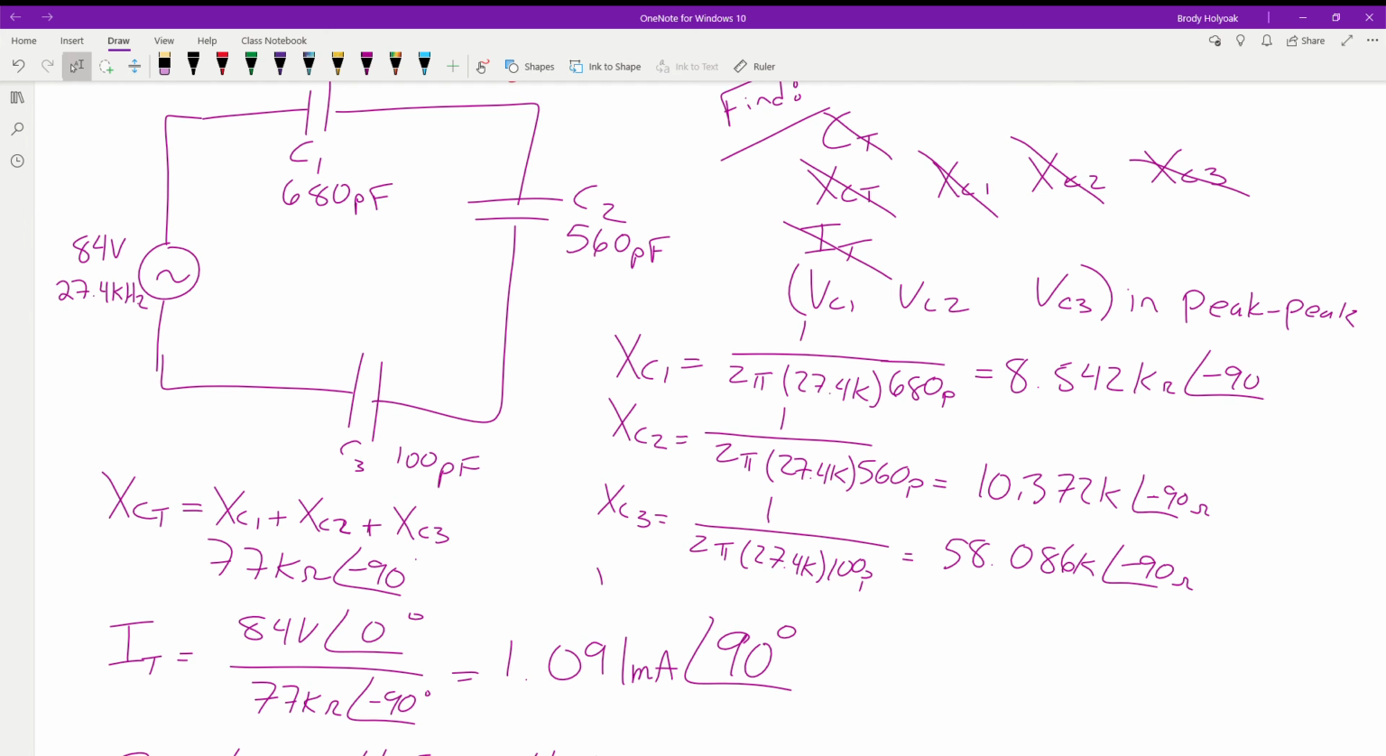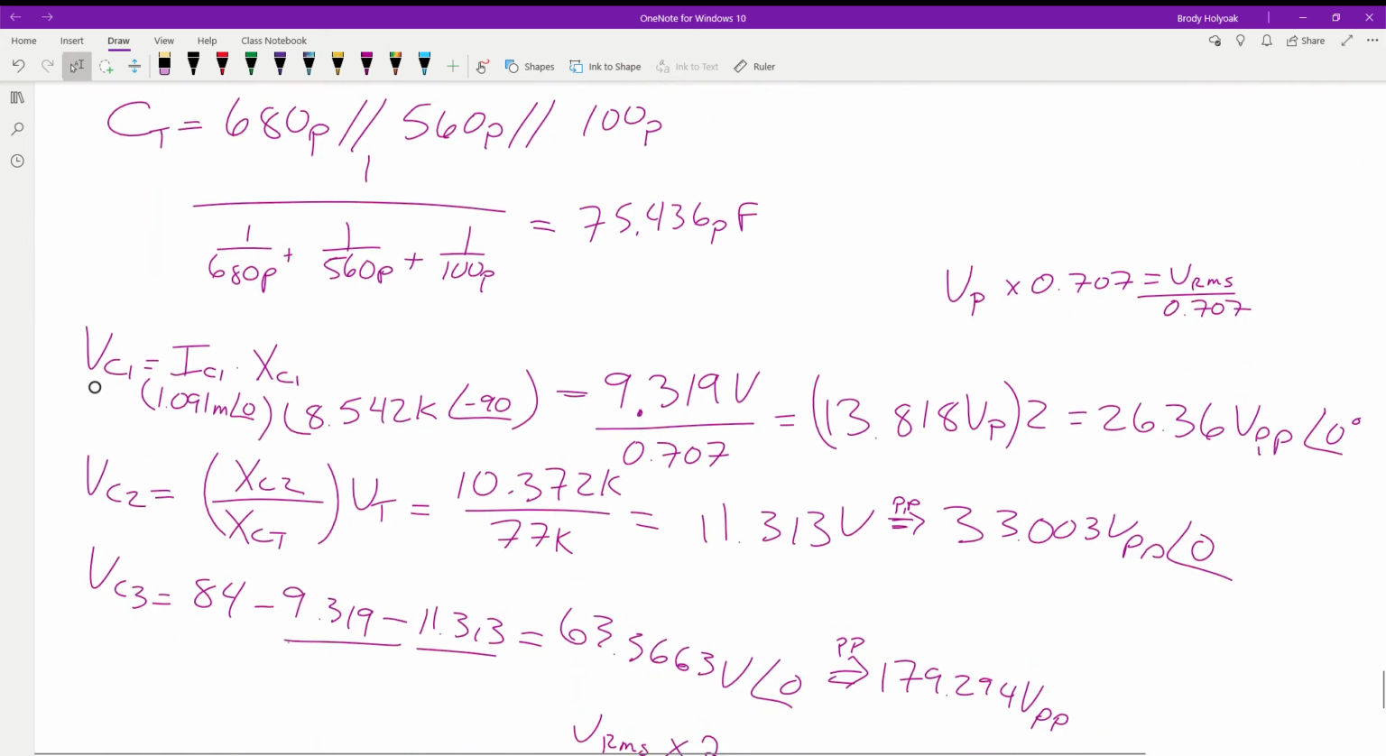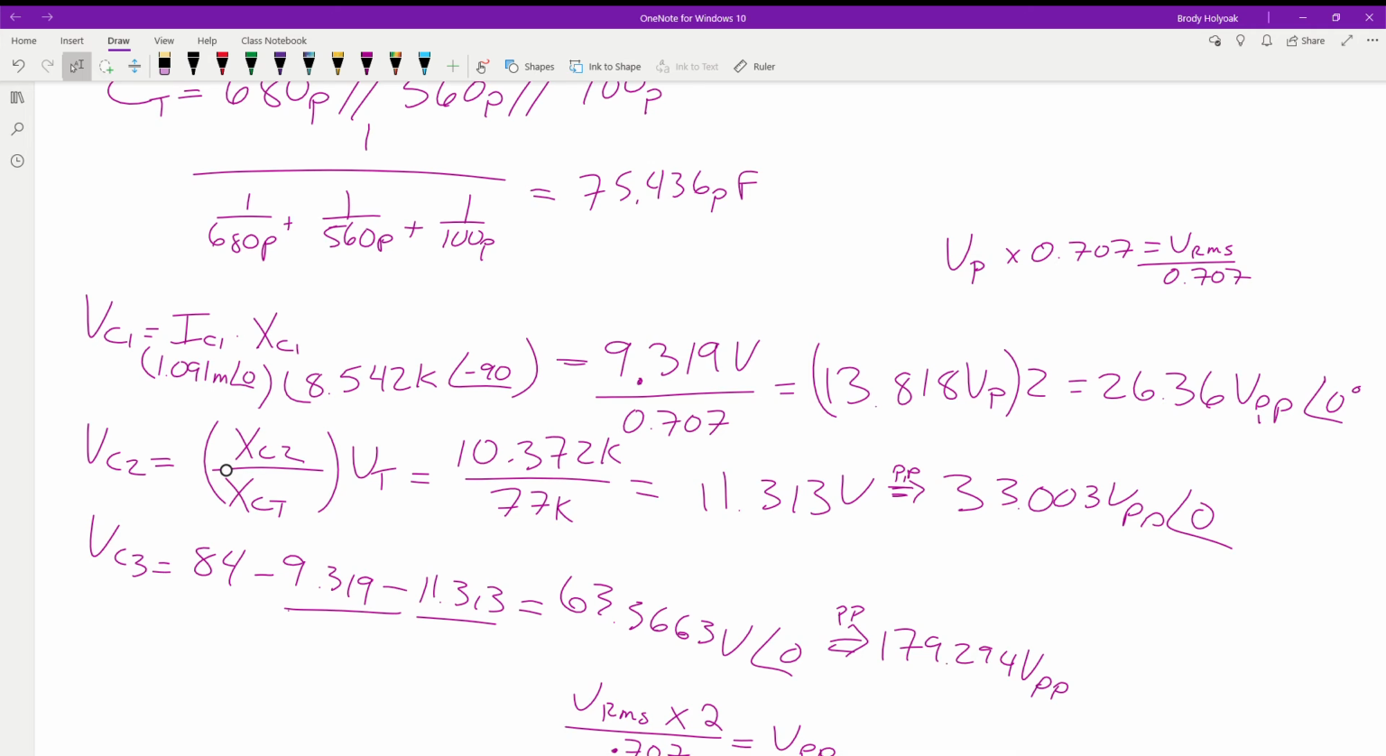We could also solve these using voltage divider, which is what we used for VC2, because everything is in the same phase angle. Once the phase angles start changing, we cannot use voltage divider anymore. It will not help us, because these things do not add together linearly. Now we're looking at the Pythagorean theorem. You will use the quadratic equation later, just not right now.